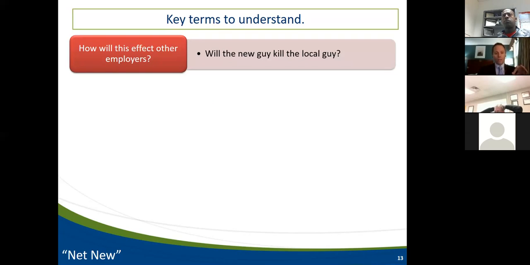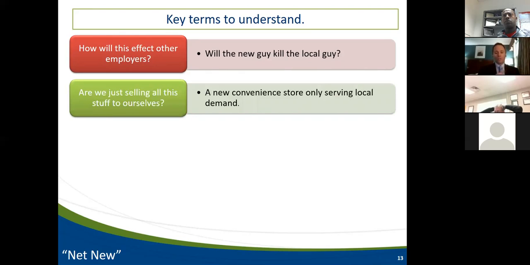How will this project affect other employers? So let's say you have a business in your community, and that business produces widgets, and you attract a new widget manufacturer to your community. If the new widget manufacturer puts the old widget manufacturer out of business and takes their business away, what's the economic impact? Zero, right? There's no economic impact. You have the same number of jobs producing the same amount of goods, okay?